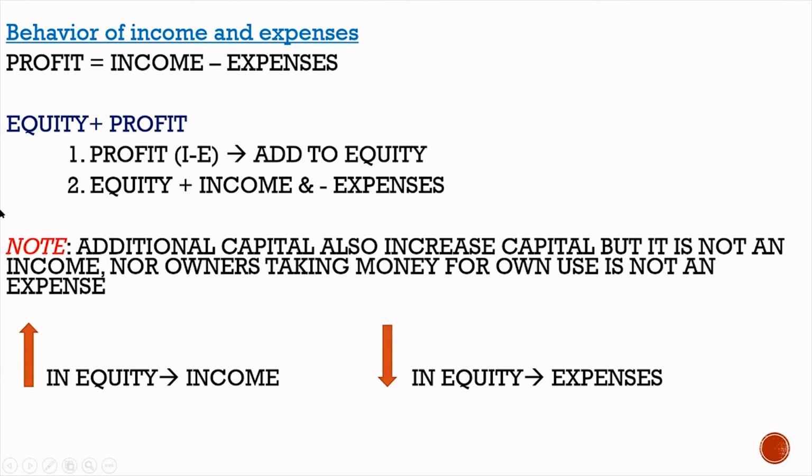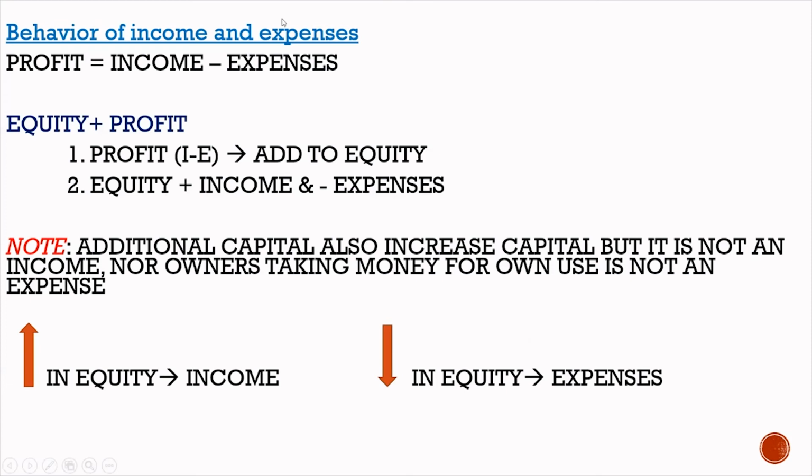But there's something you have to note, that is additional capital also increases the capital or the equity, but it is not an income. Nor owners taking money from the business for their own use. That means a drawing is not an expense, right? So additional capital or additional money put is not an income, nor owner's drawings an expense. Other than those additional capital and drawings, anything that increases the equity will fall under income, and anything that has the ability to reduce equity will fall under expenses.